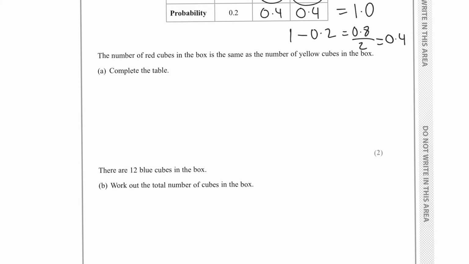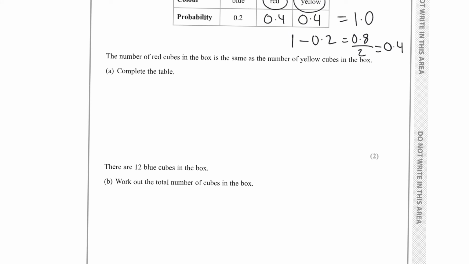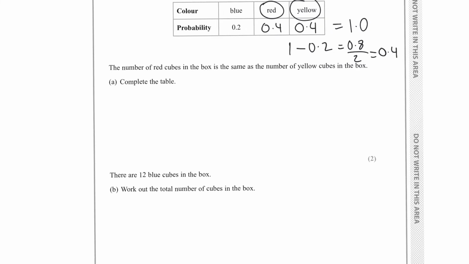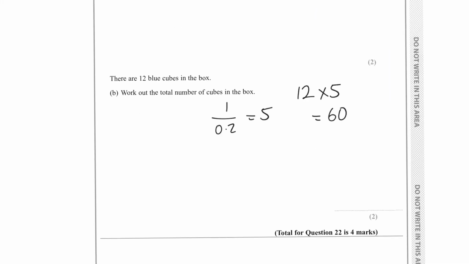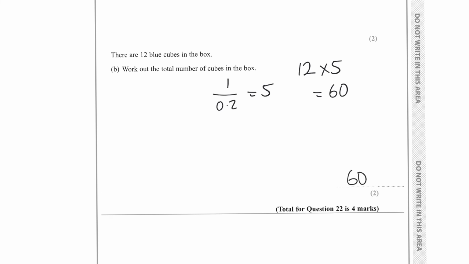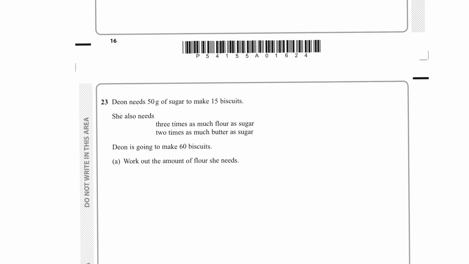Then it now says there are 12 blue cubes in the box. Work out the total number of cubes. So we know the probability of picking a blue is 0.2. If we know that that 0.2 is equivalent to 12, to get from, we're going to do 1, because 1 is our total probability, divided by 0.2. That would be 5. So therefore, we're going to do 12 times the 5, and then that would give us... 12 because that's our number of blue, times by 5 because 0.2 times 5. So you want to do the 12 times 5 as well. So 60.